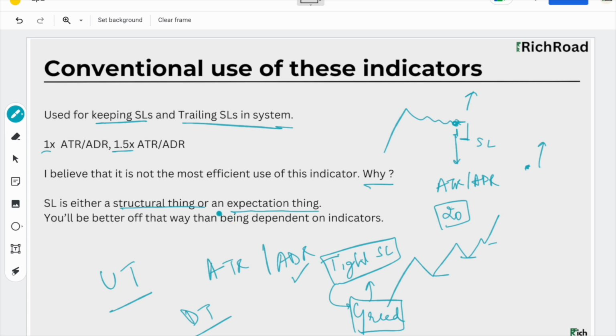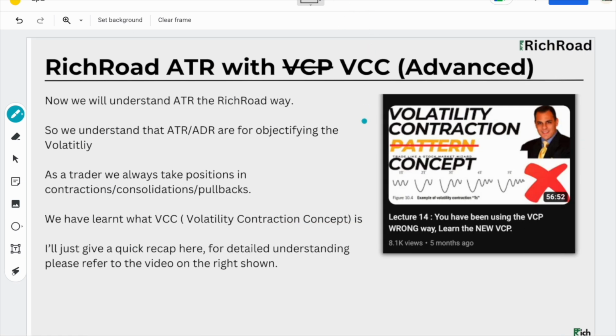So then what is the point of these indicators, and what idea do these indicators spark in your mind? How can I make best use of these indicators? Before we jump onto building an indicator, we need to understand what we are trying to solve here with these indicators. See, we are going to understand the ATR or the ADR the Rich Road way. How do we do things here?